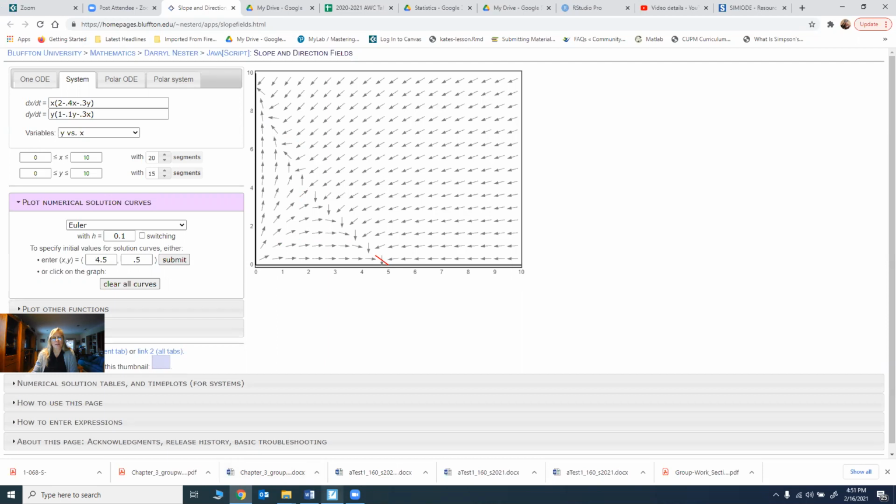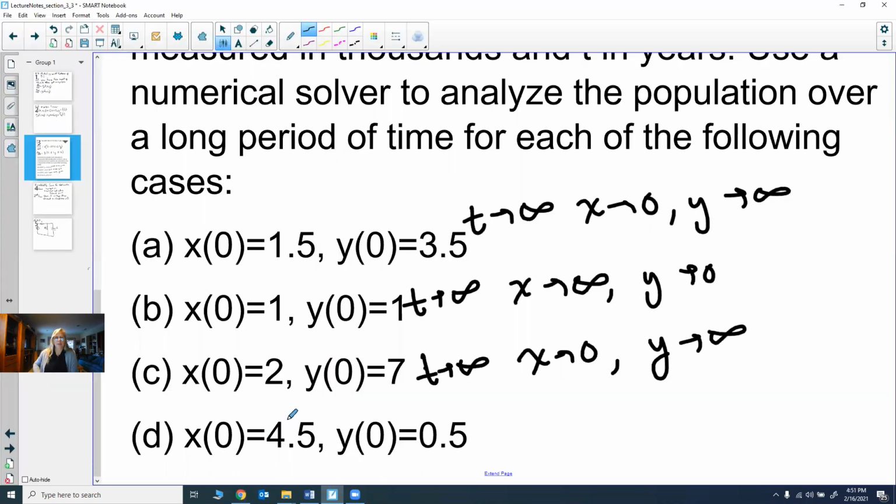So it does look like if the x is higher, the x takes over, and if the y is higher, the y takes over. When they're equal, like in this one where they both were 1, the x still took over. And again, the x and y, we don't know for sure that they're going to infinity here. It's just we're saying they're getting larger.